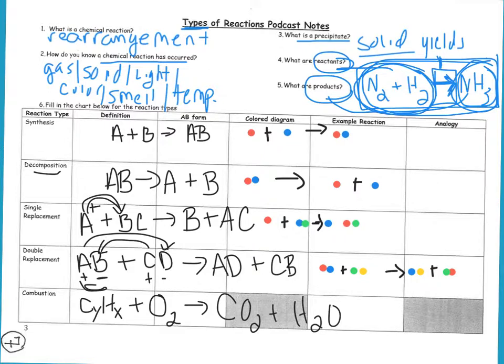Now here I have colored diagrams of the reactions, which I will show you in a better image shortly. But let me explain the color diagrams, and you can choose how to put it into your notes here. Here I have A plus B, and they combine to form AB, a single compound. Here I have AB, and they come apart into A and B. Here I have a single replacement, which is A, the cation, and it is going to bond with the other guy's anion, making A into a compound.